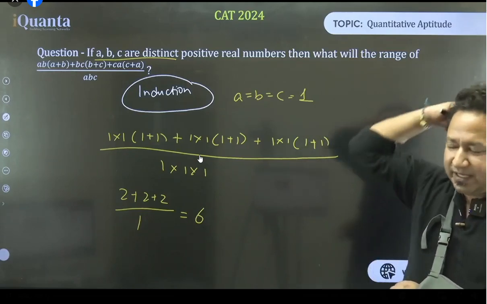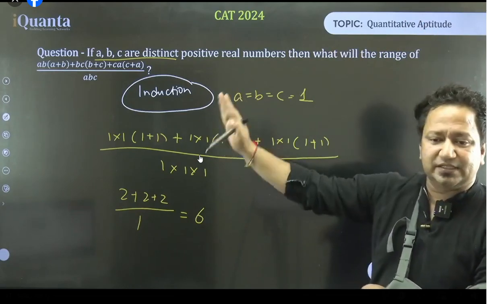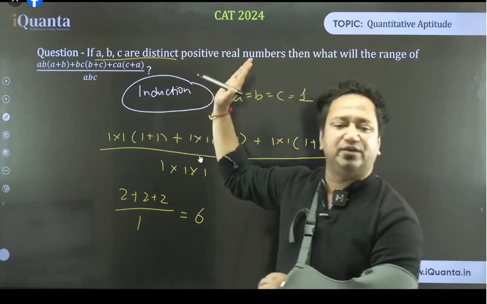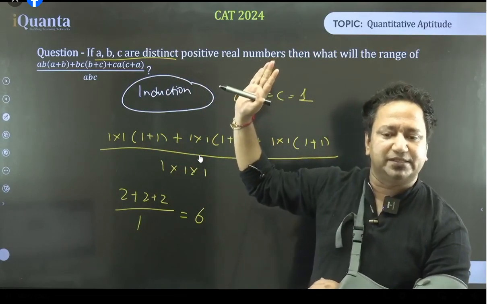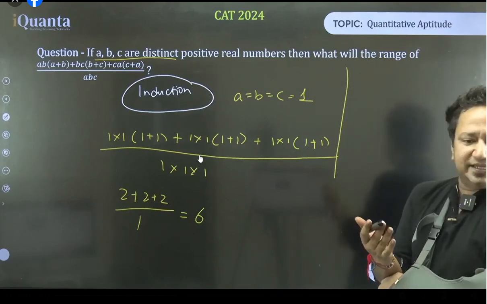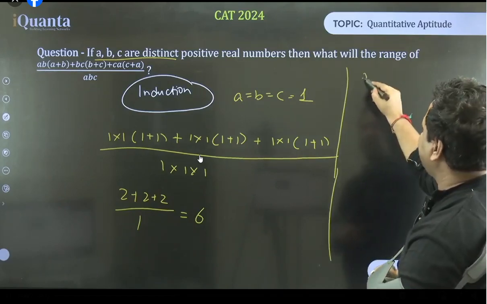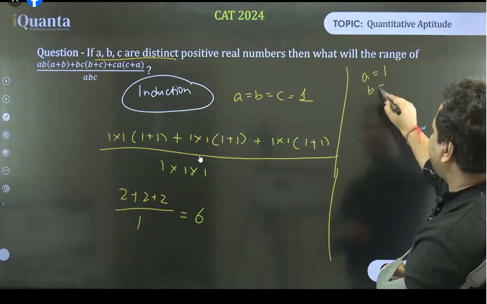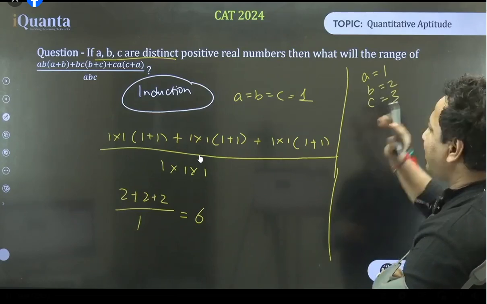The thing in induction is if there has to be an answer, then the answer will exist for all possible values of A, B, and C. Getting it? That's what induction means. Whatever you put here, an answer will come. So initially I took A equal to B equal to C equal to 1. Now just to understand whether 6 is the minimum or the maximum, I'll assume A to be something, B to be something else. I'll take them distinct. Now I'll see what is going to happen.